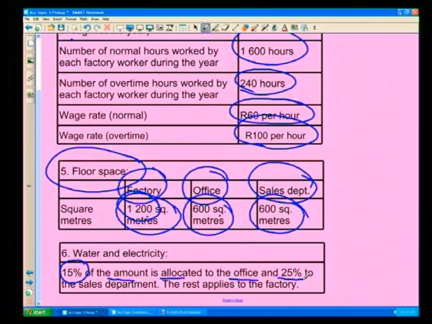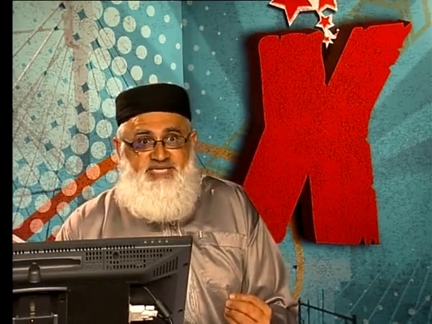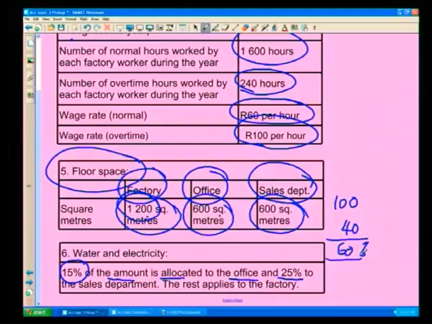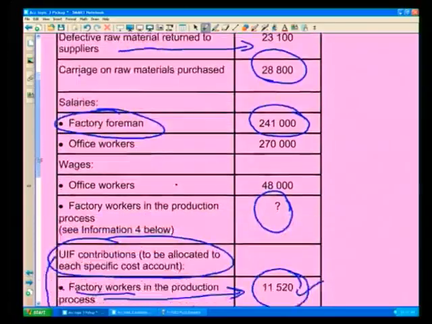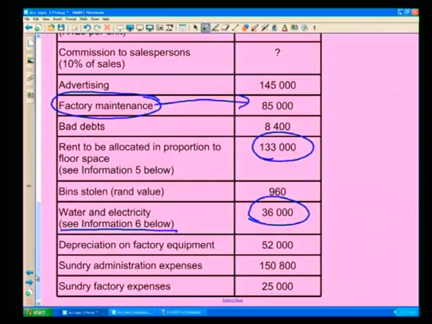15% of the amount is allocated to the office, 25% to the sales department. Okay, so if I add 25 plus 15 that gives me 40. In other words, the rest applies to the factory. If these are percentages, 100% minus the 40, you are left with 60%. Clearly indicating to you what? That 60% of the water and electricity needs to be apportioned to the factory.